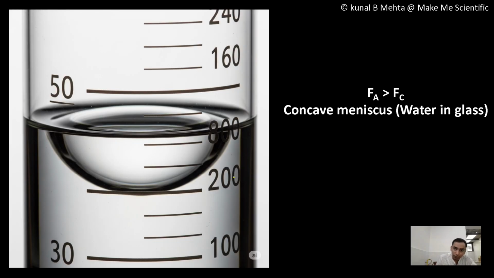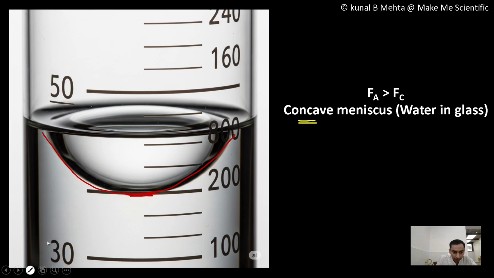So this slide explains very well. This is a concave meniscus in the case of water. There is water filled in the test tube or the measuring cylinder. Now you have to see the lowermost part of the meniscus. You can see that this line corresponds to the lowermost part.